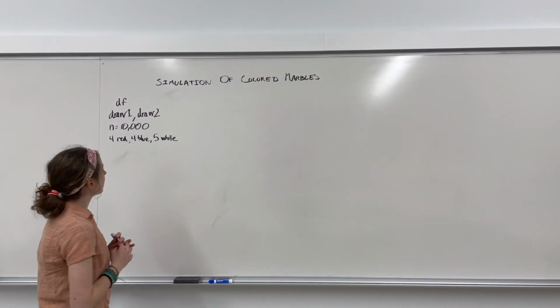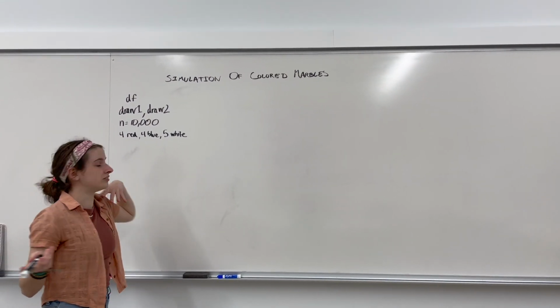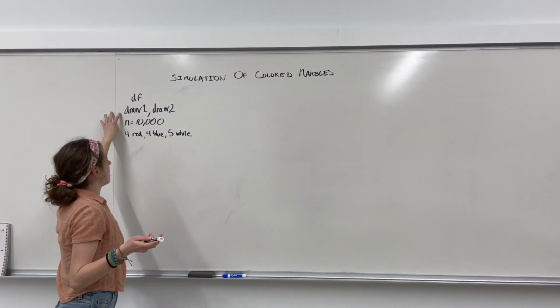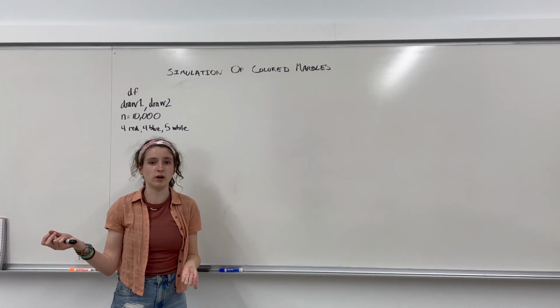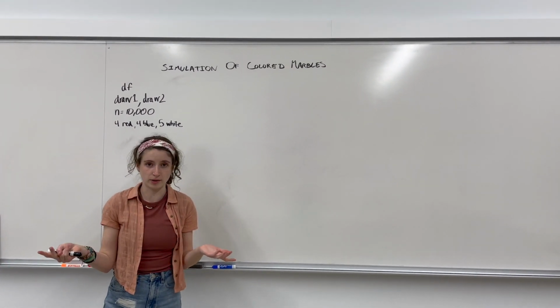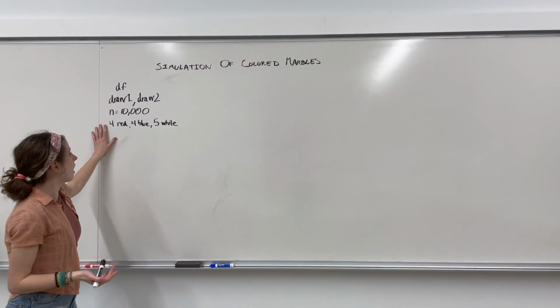Like I said, we're storing the results of our simulation in a data frame called DF. And then draw one is drawing the first marble, and draw two is drawing the second marble. Those are our two columns in the data frame. You want to do the simulation 10,000 times.